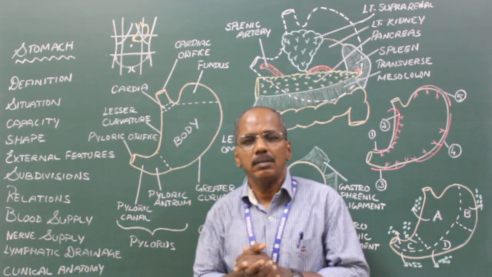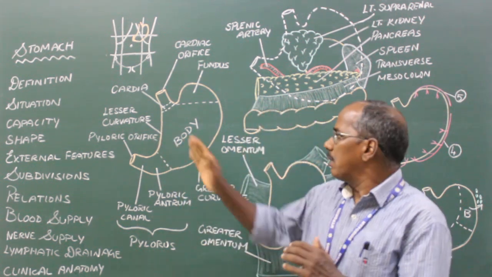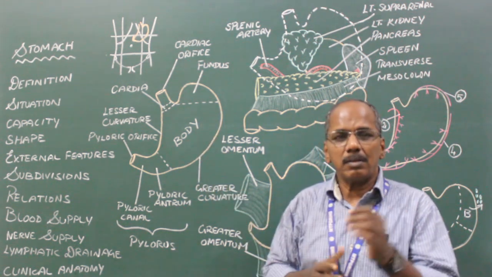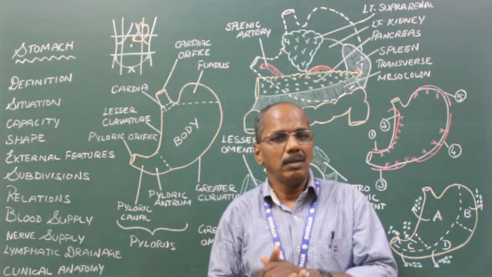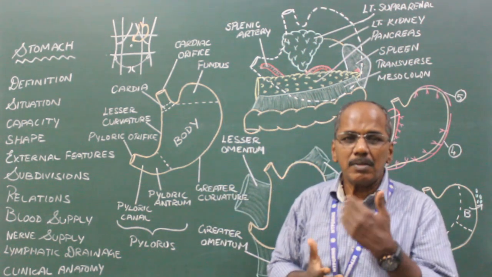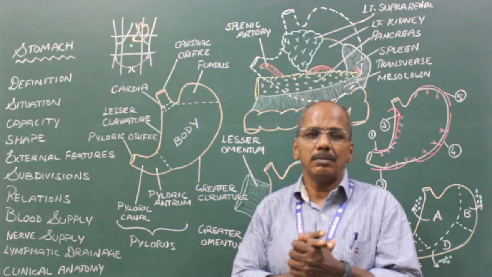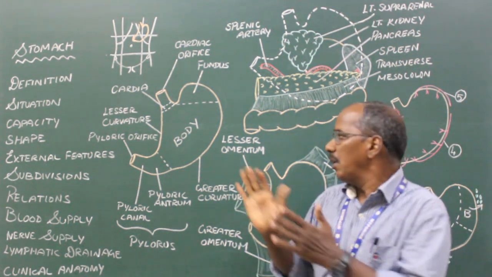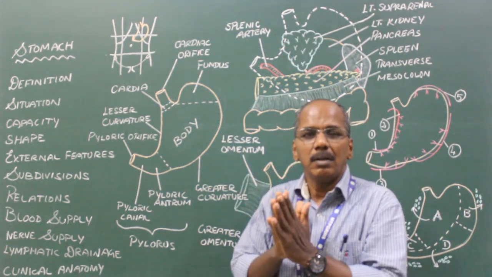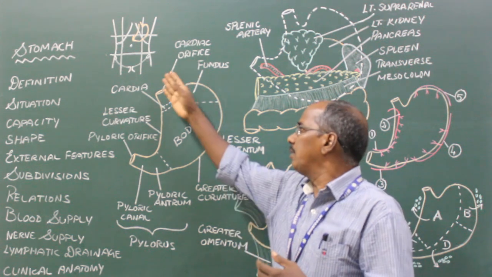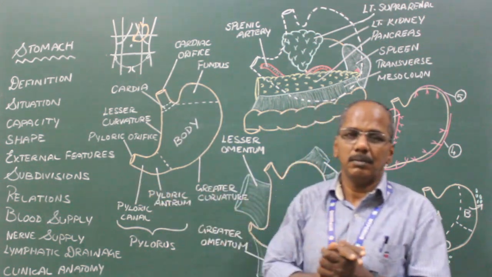Stomach. It is the most dilated part of the digestive tube which intervenes between the esophagus and duodenum. That is, it is the most dilated tube which lies between the esophagus and duodenum.